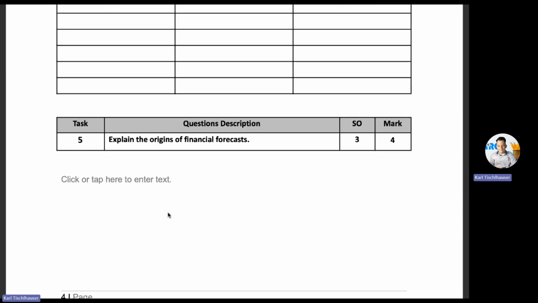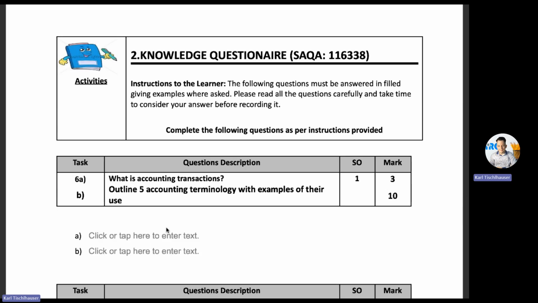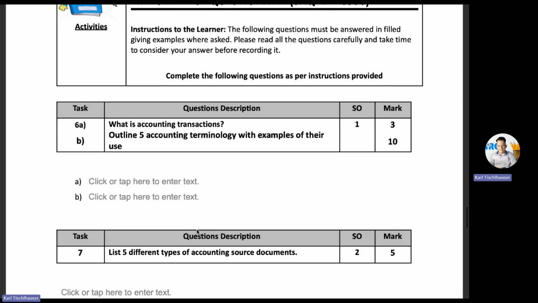Number 5 says explain the origin of financial forecasting. Let's go to the second module in this. Question 6A says, what is accounting transactions? What does it mean? Then it says, outline 5 accounting terminologies with examples of their usage. Quite simple, pretty straightforward.